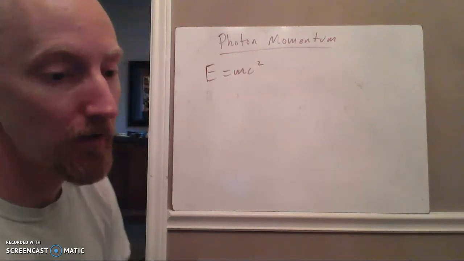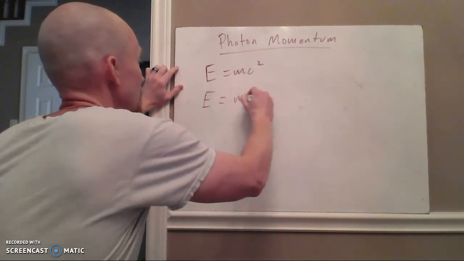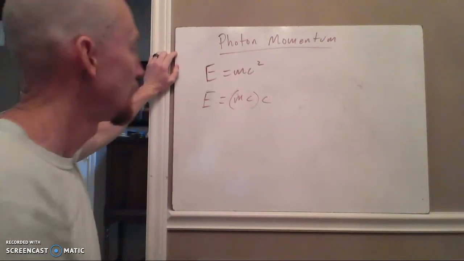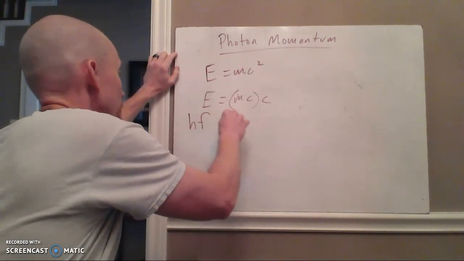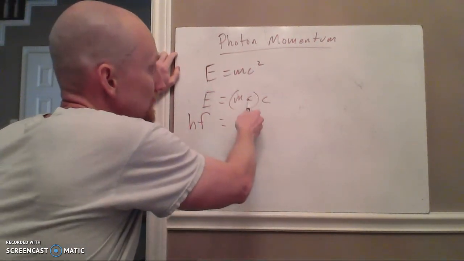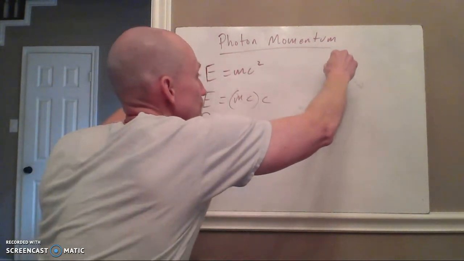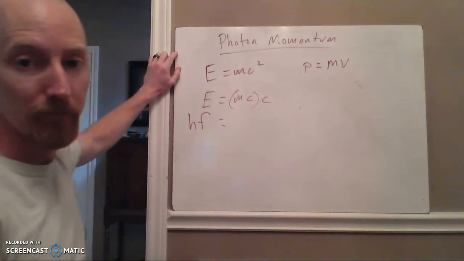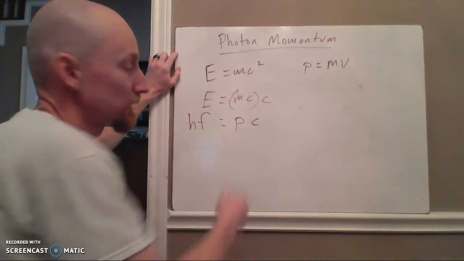E equals mc squared. You can think of as E equals mc times c. That would be mc squared. E, if you recall from my last video, E equals hf, Planck's constant times frequency. What's m times c? c is a velocity. So mc is really mv, which is momentum. So mc is really p. So this is momentum times c.